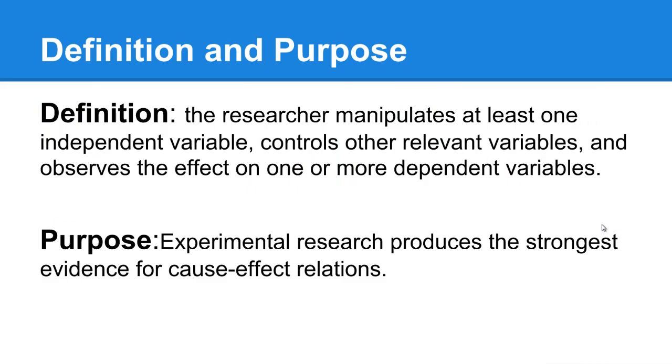The definition of experimental design is that the researcher manipulates at least one independent variable, controls other relevant variables, and observes the effect on one or more dependent variables. The researcher has control over the selection and assignment of the groups to treatments. The independent variable can also be known as the treatment, the causal, or experimental variable. The change in this independent variable is what sets experimental research aside from other types of research.